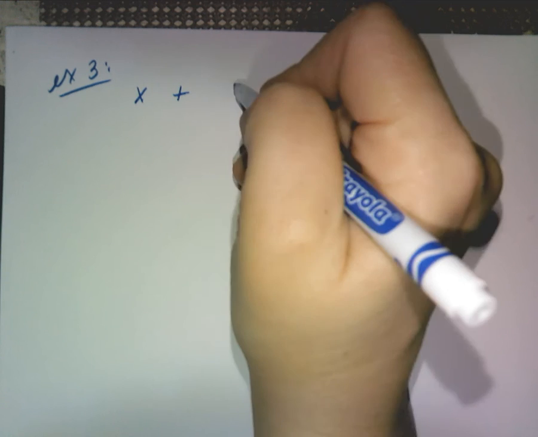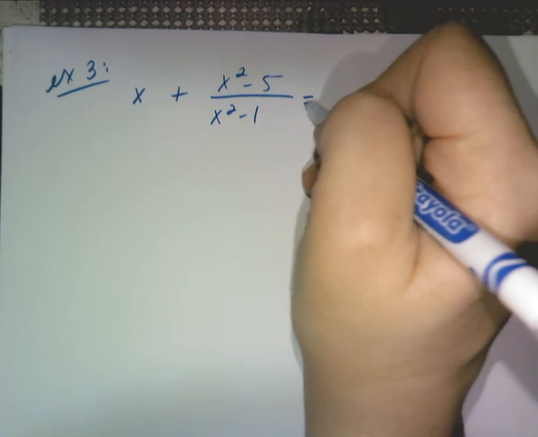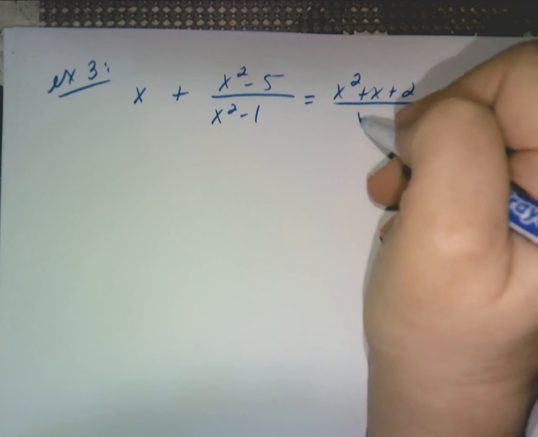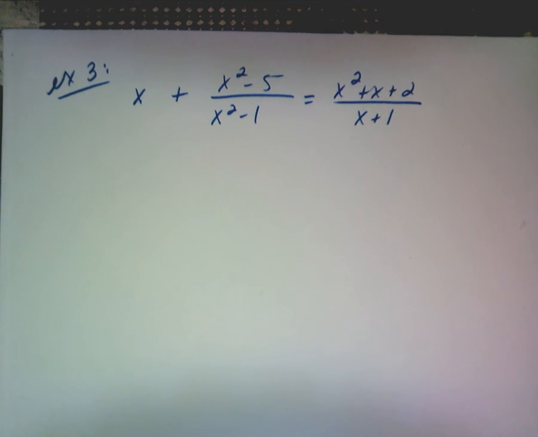x plus (x squared minus 5) over (x squared minus 1) equals (x squared plus x plus 2) over (x plus 1). Again, this looks terrible. I don't want to deal with fractions. There's no reason why you guys at this level should have to deal with fractions anymore. So get rid of them. And the only way to get rid of them is to multiply by the common denominator.